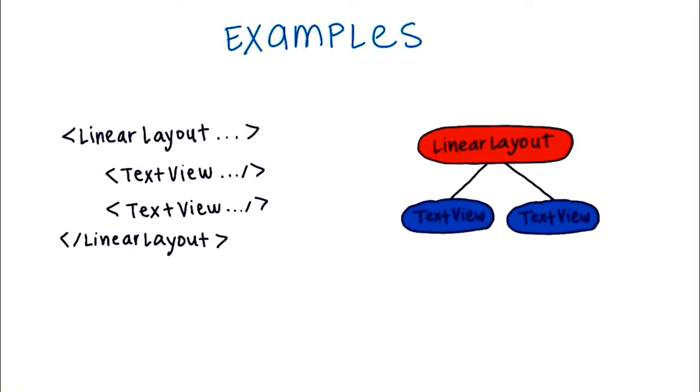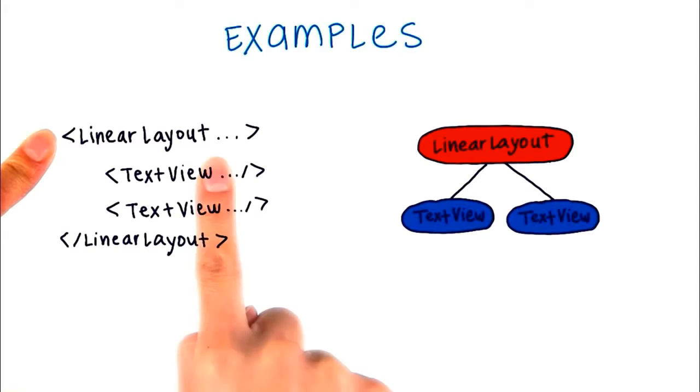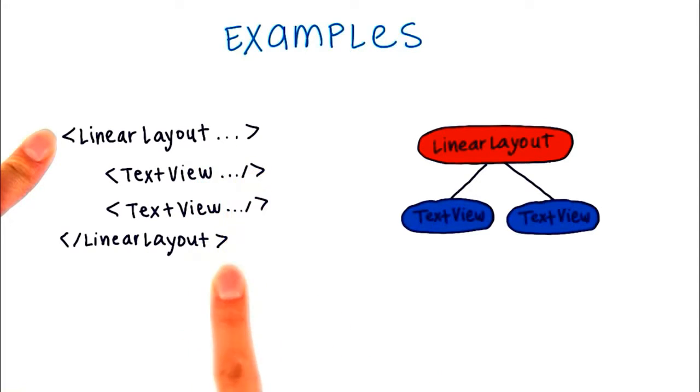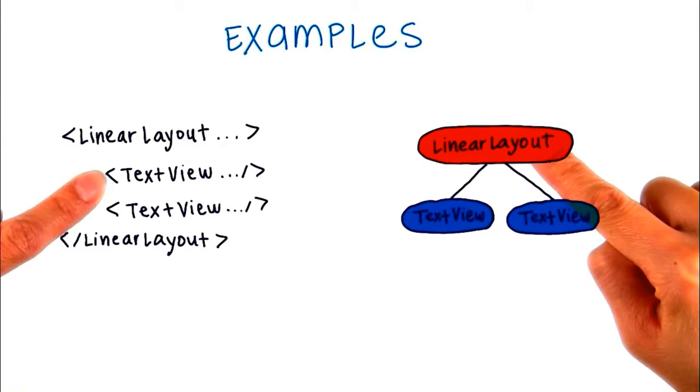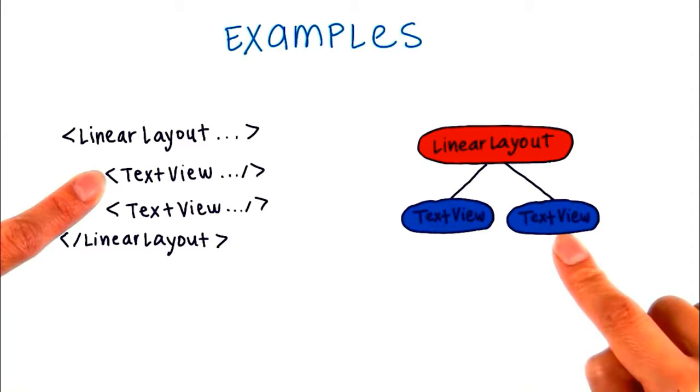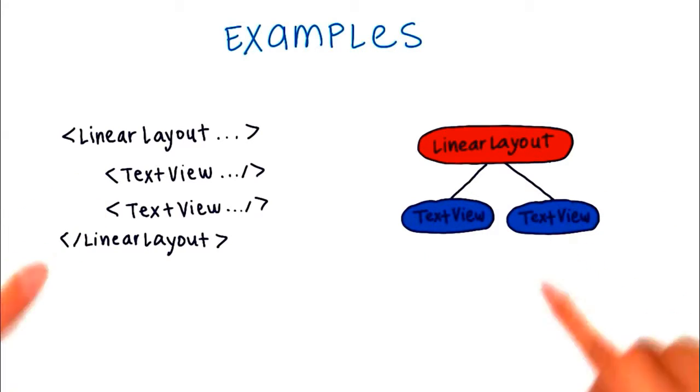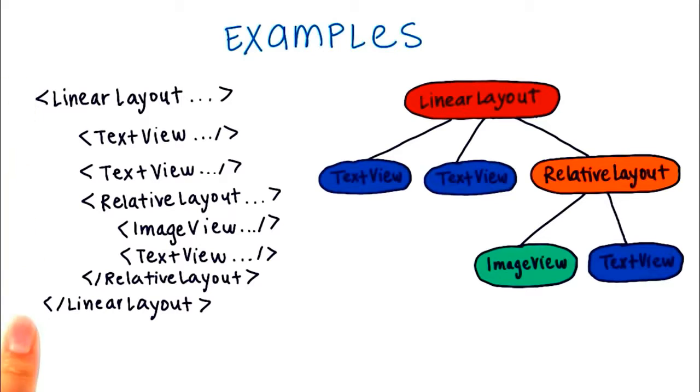If you still need a hint, here are some examples of how to go from XML layouts to drawing a view hierarchy diagram. In this layout, we have a root view of a linear layout. By the way, I added these dots here because I couldn't fit all the code here. With a root view as a linear layout, you draw that at the top of the tree. And then it contains 2 children text views, so you draw those as children underneath that. And that's it.